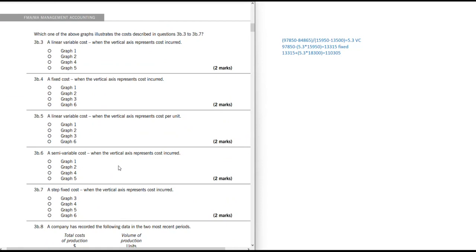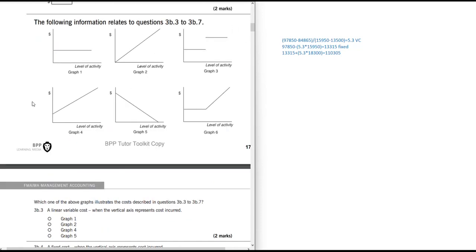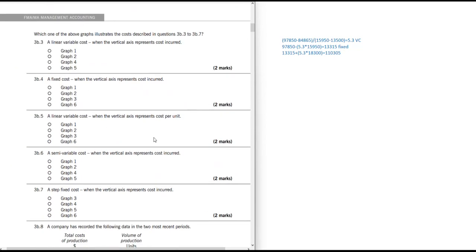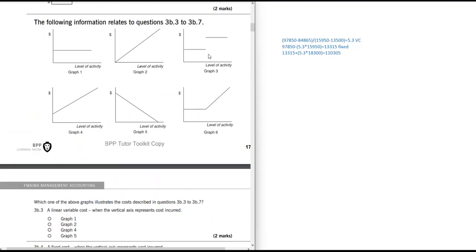Semi-variable cost, when vertical axis represents cost incurred. So this is variable, this is fixed. A mixture of both is this one. We have a hidden fixed line here. This is also similar to that, but remember, this line should start here, not anywhere in the middle. Next, step cost when vertical axis represents cost incurred. Remember, step cost looks like a step. So graph number 3.